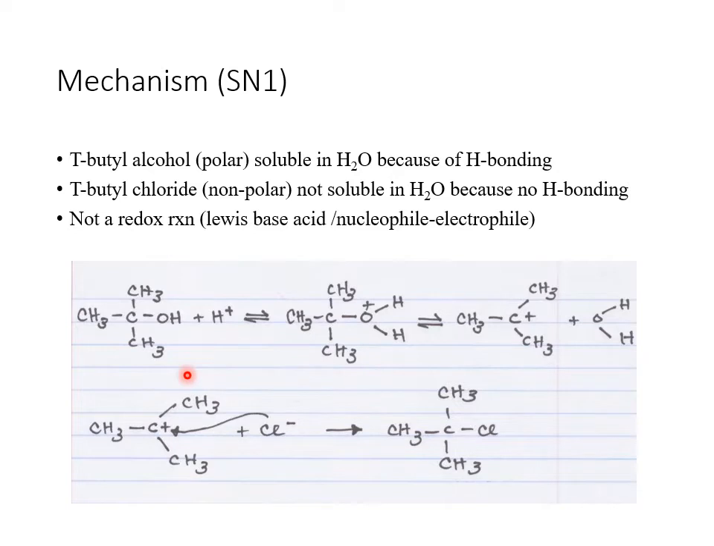This is also important to note. This is not a redox reaction because you'll see here, in tert-butyl chloride, you have chlorine, which is more polar than carbon, and here you have oxygen, which is also more polar than carbon. So there's no change in polarity here, right?